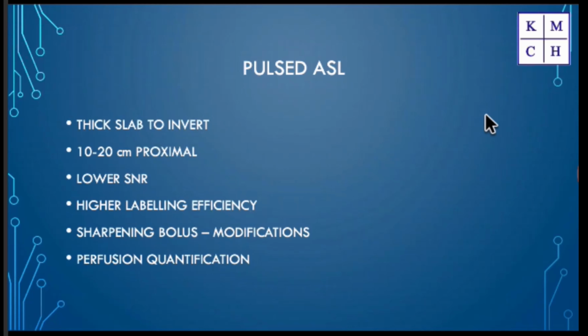What do I mean by labeling efficiency? If I am going to label or try to label 100 protons, how much percentage of protons get labeled? The labeling efficiency of a pulse ASL reaches up to 98%, or 0.98.